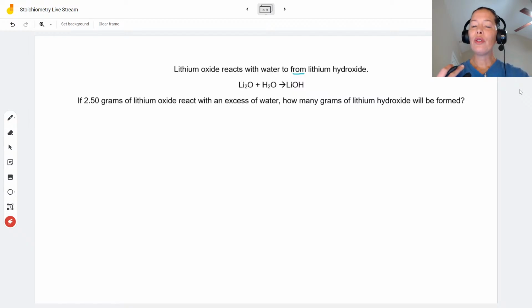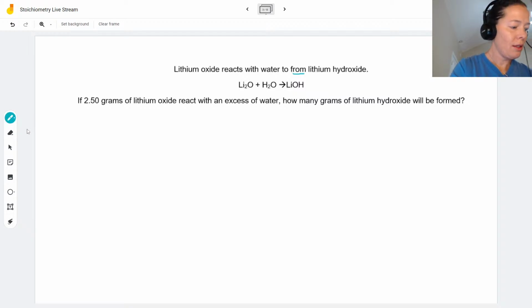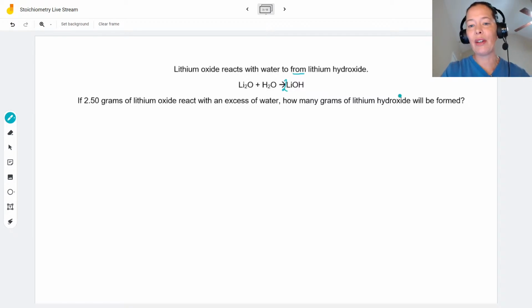Okay, so to balance this chemical equation, I'm going to have to kind of squeeze it in. I'm certainly going to need a 2 in front of this lithium hydroxide. So now let's double check and see if we're completely balanced. I have 2 lithium, let's see, 2 lithium and 2 lithium. I have 2 oxygen here, 1, 2, 2 hydrogen.